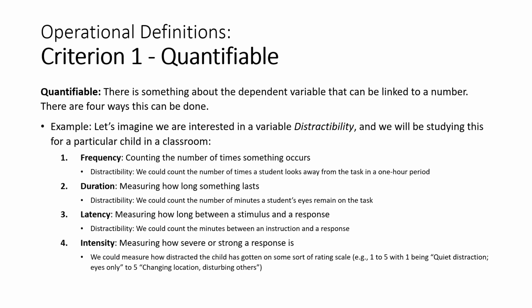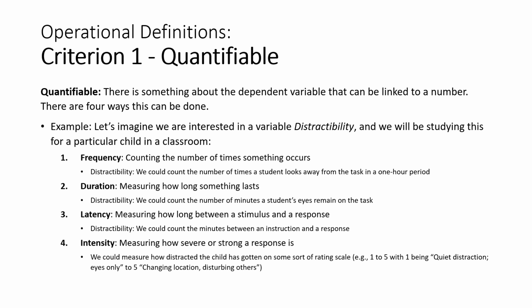The second way is we could measure duration. We could measure how long the behavior lasts or how long anything lasts. So we just start timing at the beginning to the end. And for the example of distractibility, we could count the number of minutes a student's eyes remain on the task at hand. And that would be the duration, counting time. In the first example, we're counting incidents.